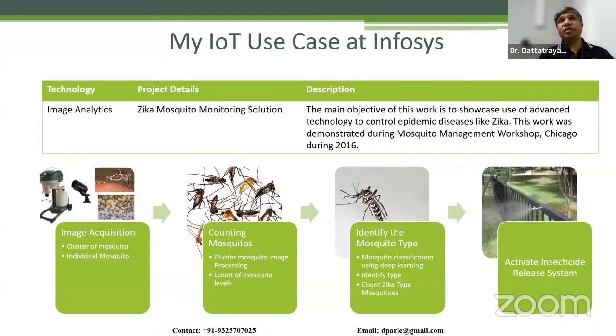It identifies what kind of mosquitoes, and based on that, if it is the Zika causing mosquito, then the system will activate the insecticides or pesticide, whatever chemical they want to use. And that is how we propose this concept. This was presented at one of the mosquito management workshops in Chicago. So that's an example of IoT.